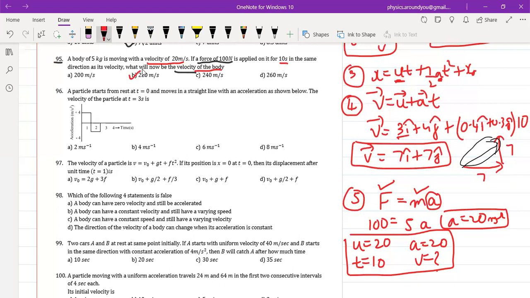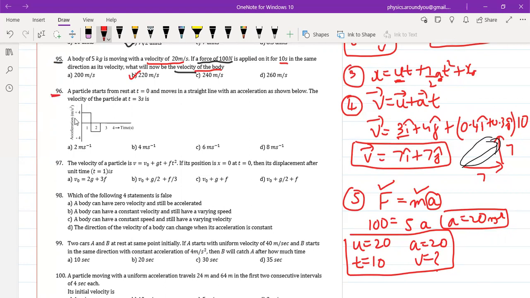v equal to u plus at. The only very large logical jump you are required to do here is connecting F, m, and a. Once you find a, connect that a with v equal to u plus at, and then you shall have the answer with you. So the 95th one goes with 220.